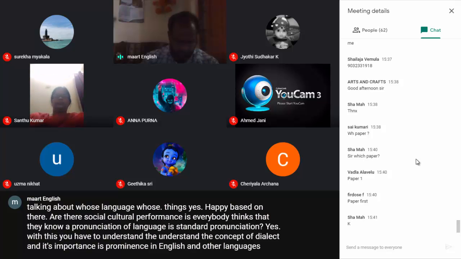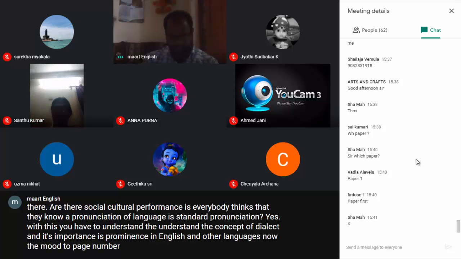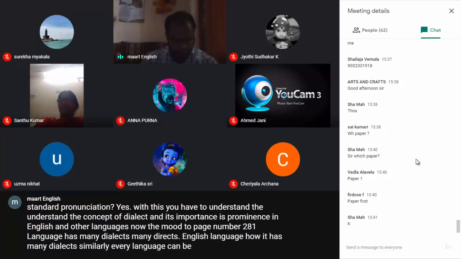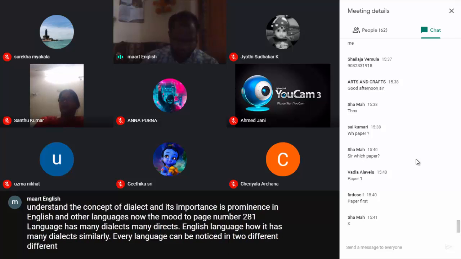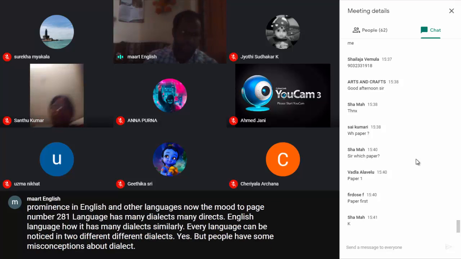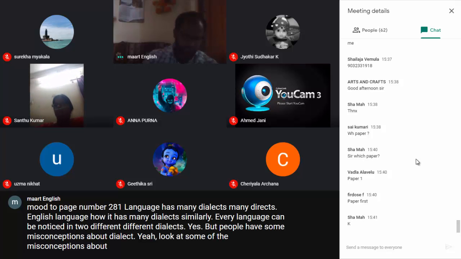Now, to move to page number 281. Language has many dialects. English language, how it has many dialects. Similarly, every language can be noticed into different dialects. Yes. But people have some misconceptions about dialect. Look at some of the misconceptions about dialects. There are a lot of confusions regarding dialect.